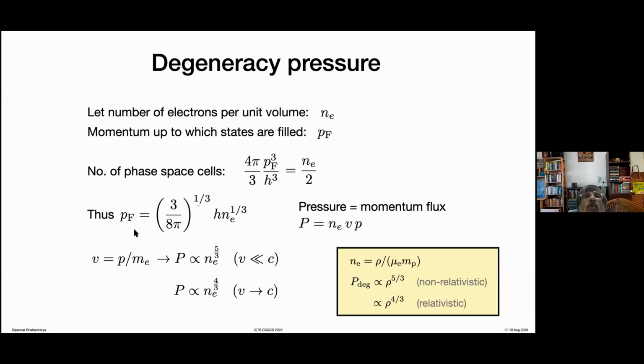Now, once you have momentum, you have pressure. Pressure is nothing but momentum flux. You take a unit area and you see how much momentum is crossing that unit area per unit time. So if V is the average velocity of these electrons, then the pressure will be the number density of electrons times V, which is the number flux of electrons per unit area.